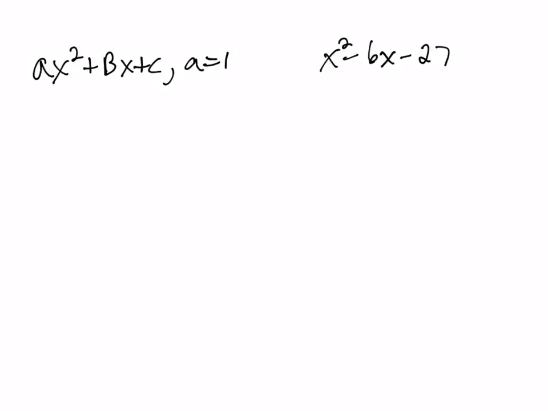In this video, I'm going to talk about how to factor a trinomial in the form ax squared plus bx plus c, where the a value, the leading coefficient, is equal to 1. An example of that would be x squared minus 6x minus 27.